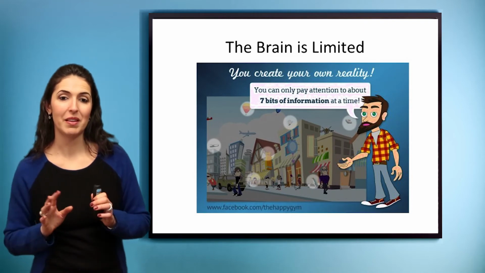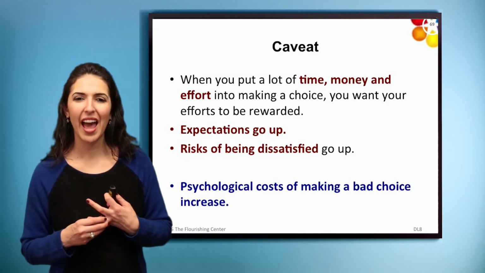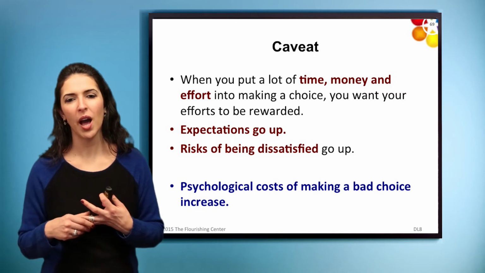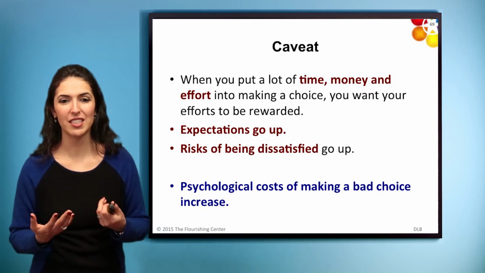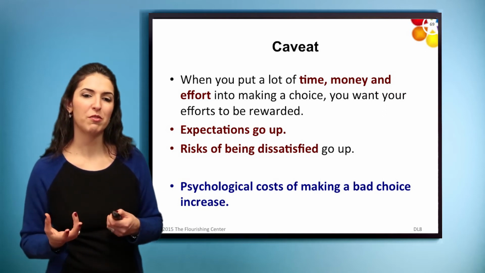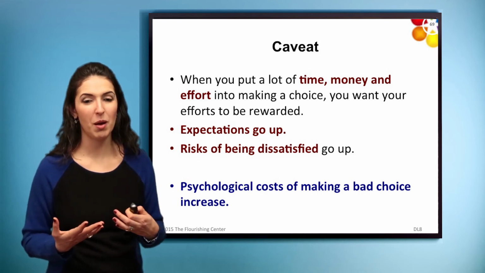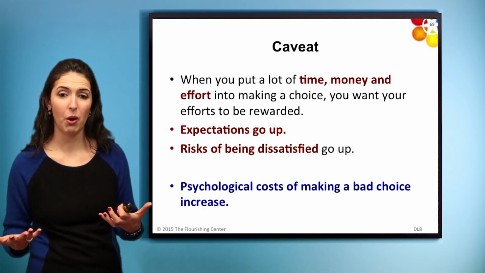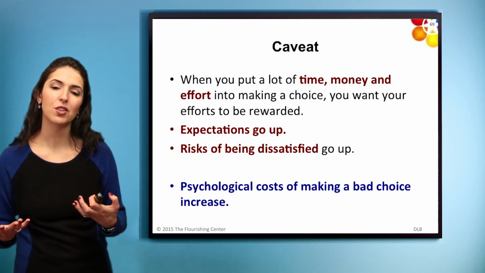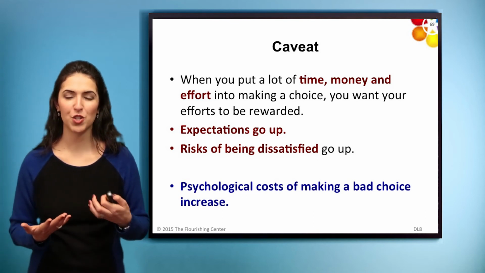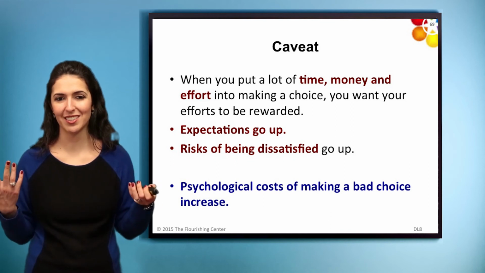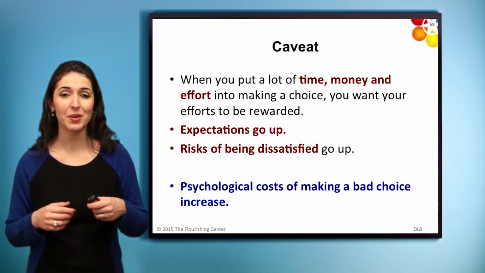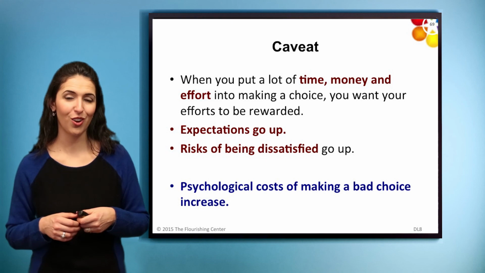Our brain is limited. And so there's a caveat that when you put a lot of time, money, and effort into making a decision, you want your efforts to be rewarded. Your expectations go up, and your risk of being dissatisfied with the decision that you make also goes up. And we call this the psychological cost of making a bad choice. They tend to increase. So next, we're going to take a look at what those psychological costs are.